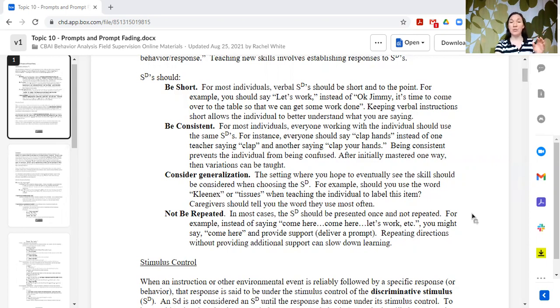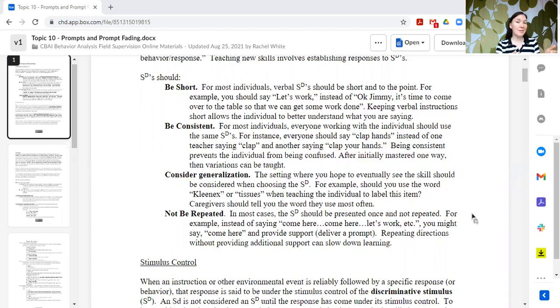We want to be consistent and use the same instruction or cue initially when teaching, and then we can generalize to include other variations of that cue. But if we start with one and are consistent with one, it's going to make learning more efficient for that learner, and then we can add in the variations in generalization.